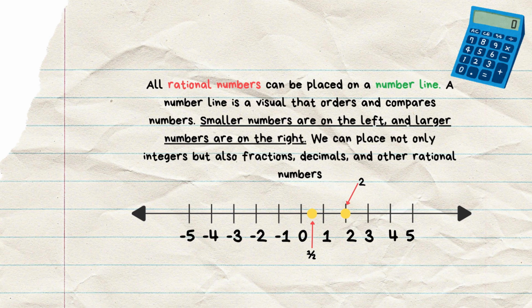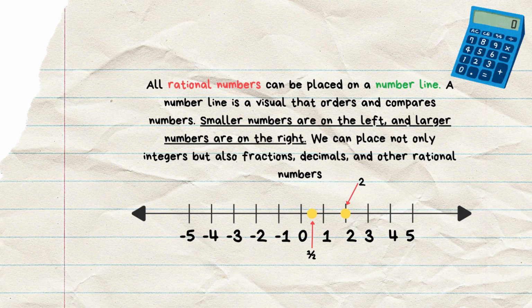A number line is a visual that orders and compares numbers. Smaller numbers are on the left side and larger numbers are on the right. We can place not only integers but also fractions, decimals, and other rational numbers. So for example, in the number line here, we have numbers ranging from -5 all the way to 5.